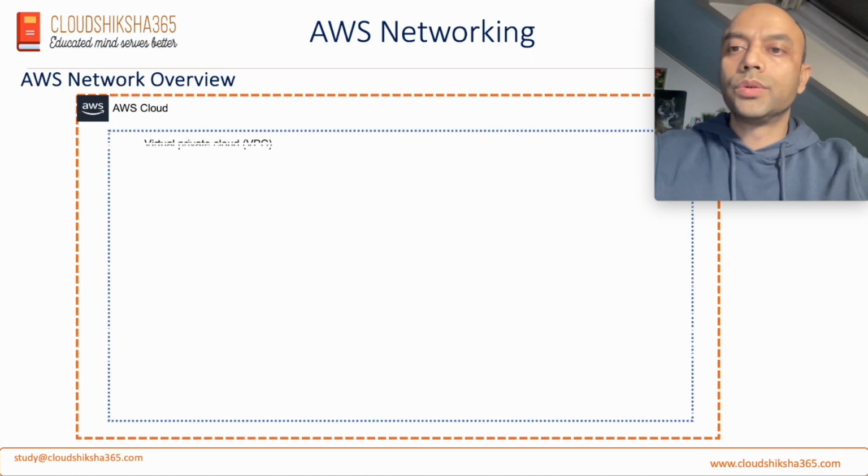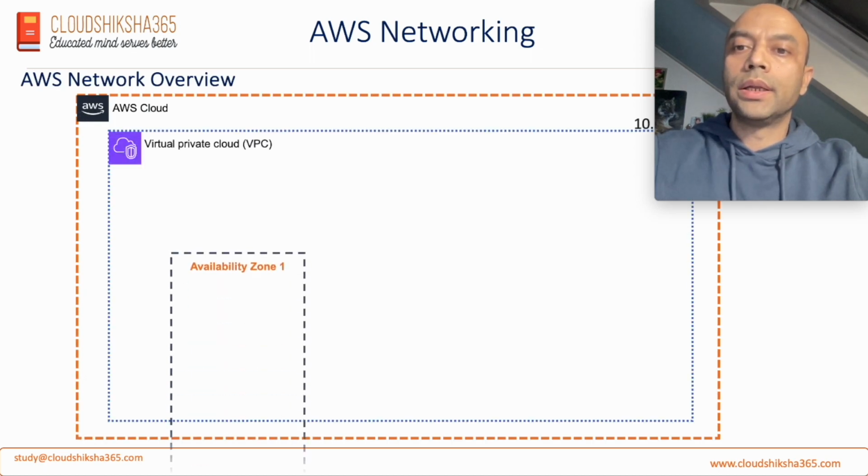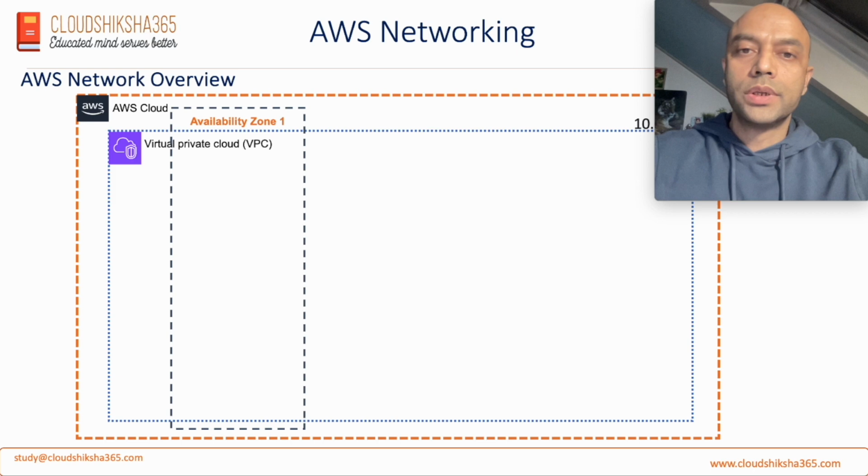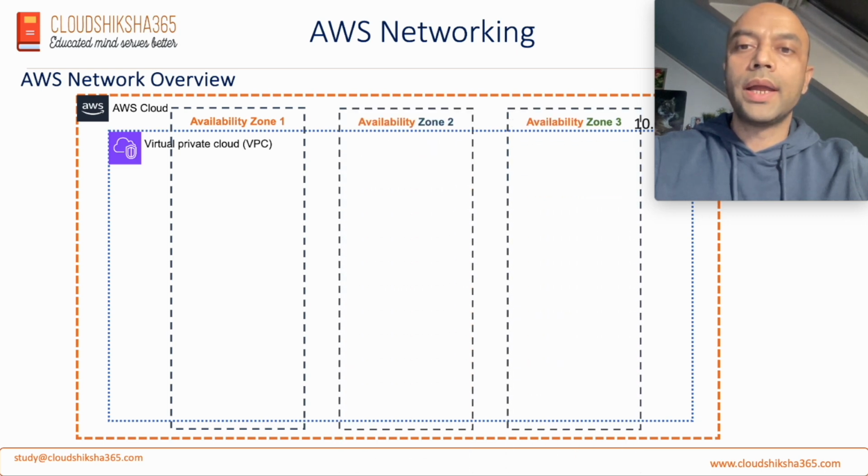Further to the VPC, the next one is availability zones. As we already learned, every AWS region has a minimum of three availability zones, and each availability zone is physically separated, to make sure that if something goes wrong at one of the physical locations, your assets, your servers, and your applications are still running from the other two availability zones. This is to make sure you always have high availability for your critical applications.